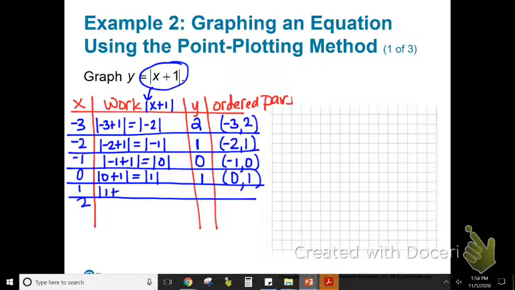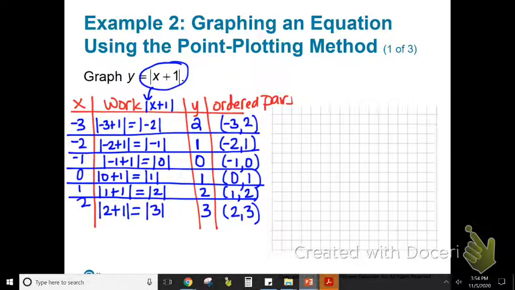Plug in 1. Work inside. 1 plus 1 is 2. Absolute value of 2 is 2. So we get the ordered pair 1, 2. And then we're going to plug in 2. Add the inside. 2 plus 1 is 3. Absolute value is 3. So we get the ordered pair 2, 3. And now we're just going to graph them.